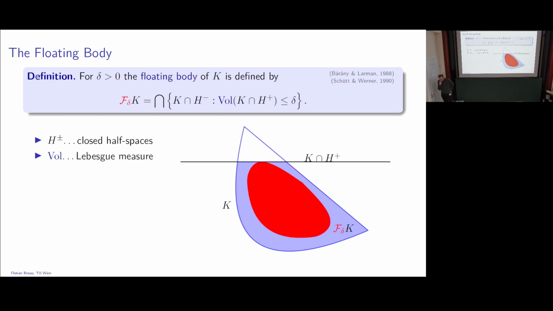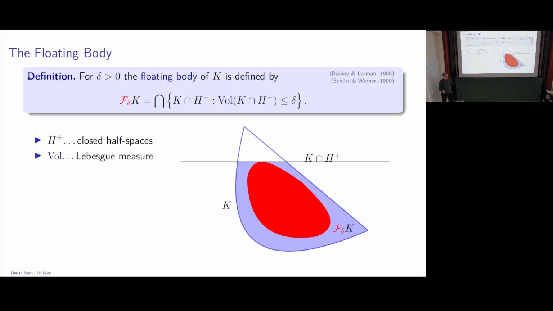Okay, so you have seen the definition of a floating body yesterday. I want to recall this. So what we are doing is we have a convex body K, and we are now looking at intersections with half spaces such that the volume of these caps is fixed. Okay, so for us it's convenient to write this not as fixed, but as lower bounded by delta. So essentially you have a convex body and you cut off caps and you impose a bound on the volume of these caps. If the volume of the cap is less than delta, then you cut it away.